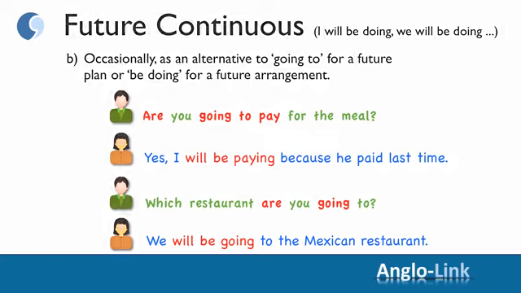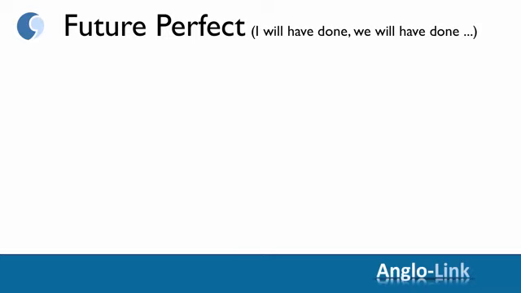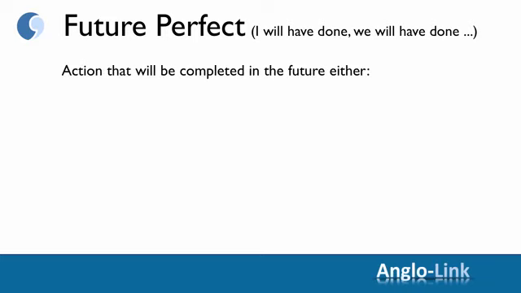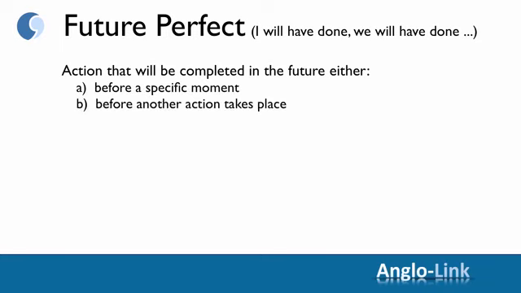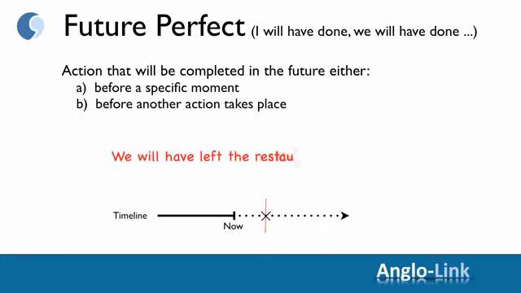Right then, moving on to the next future tense, future perfect. I will have done, we will have done, etc. As you know, this refers to an action that will be completed in the future, either before a specific moment or before another action takes place. Let's look at the timeline. We will have left the restaurant by midnight.